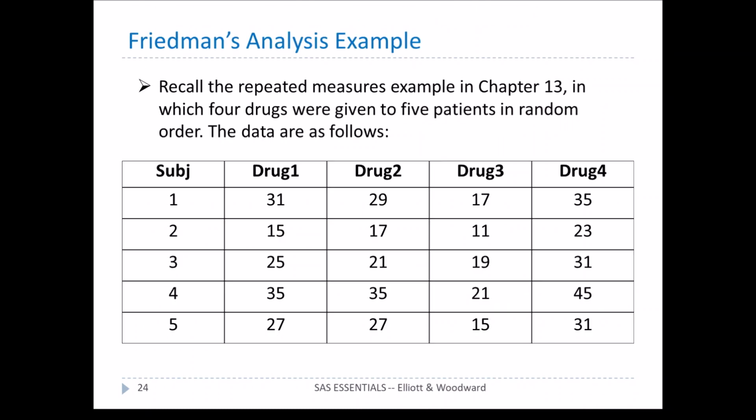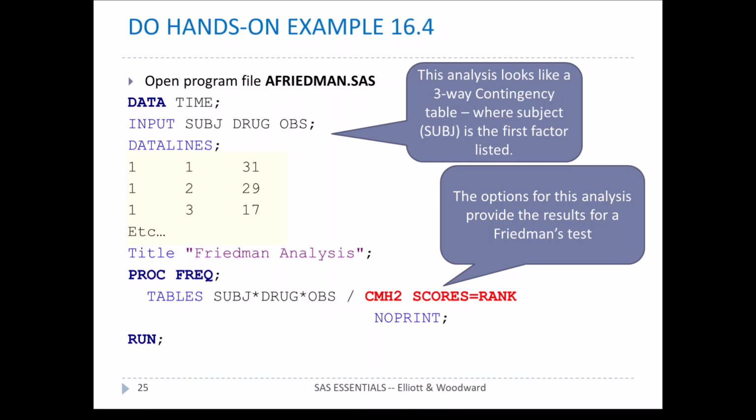Recall that this data is actually from chapter 13, in which 4 drugs were given to 5 patients in random order. So here we have 5 subjects, and each subject was given drug 1, drug 2, drug 3, drug 4, in random order. What we want to know is whether there is any difference between these drugs. To do this example, let's open up a file called afriedman.sas. You can see here we're entering the data called time, and we're going to do a Friedman analysis.